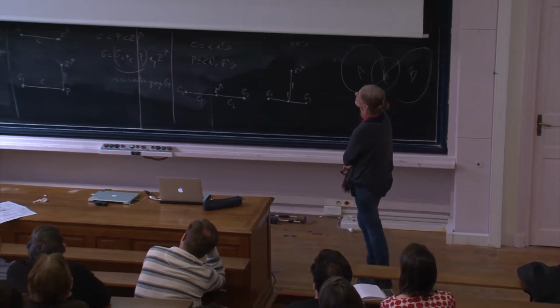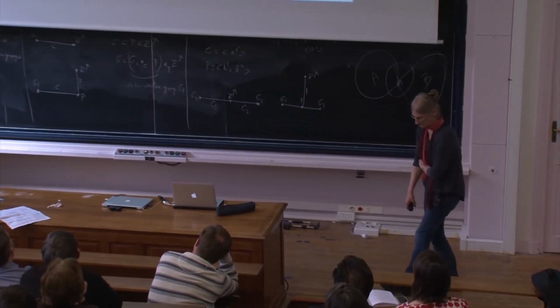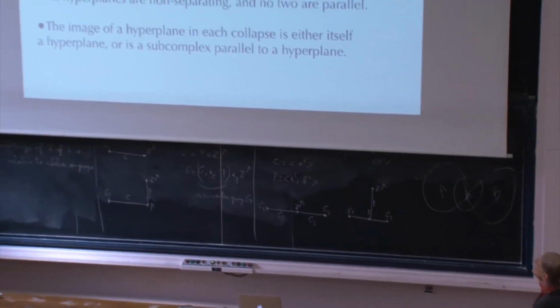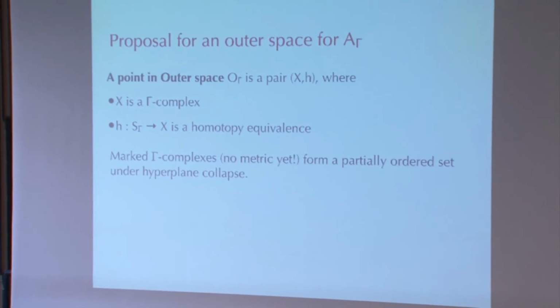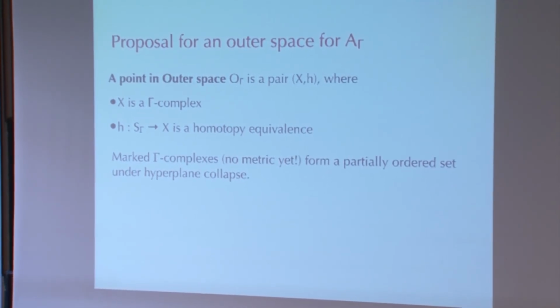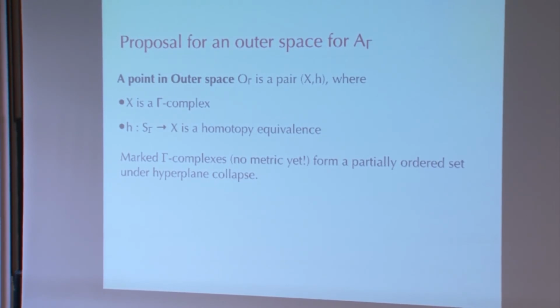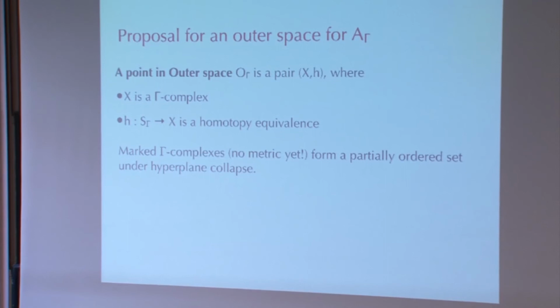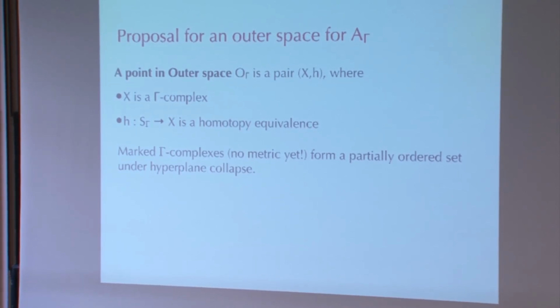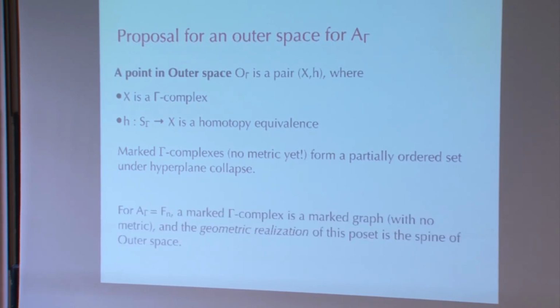So with all those definitions, I can now say exactly what kind of cube complexes I want. I want these things. I want gamma complexes. And I want homotopy equivalences. So I now have a set of homeomorphism types and of marked homeomorphism types of objects. And they form a partially ordered set under hyperplane collapse. So I can take the geometric realization of this partially ordered set and get a simplicial complex. If I do this for the free group, then a marked gamma complex is just a marked graph. And the geometric realization is the spine of outer space.